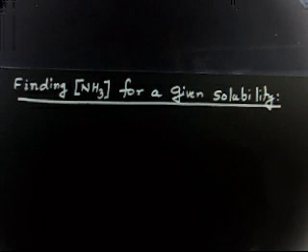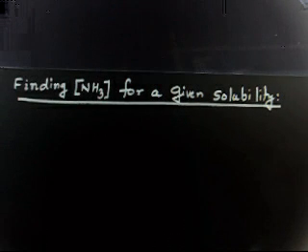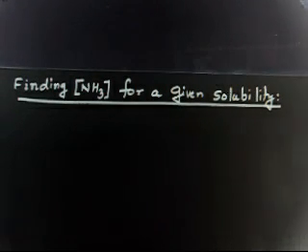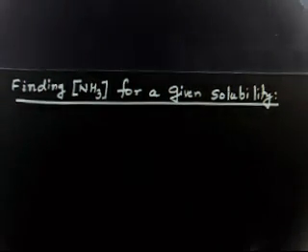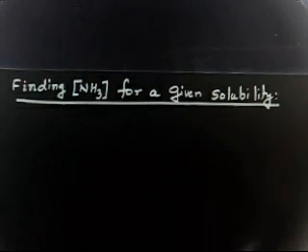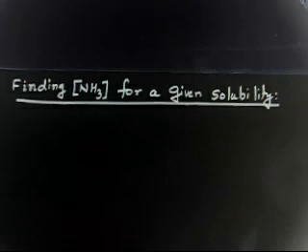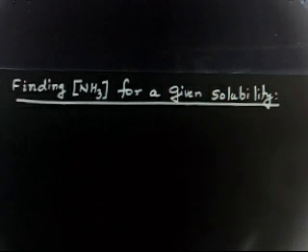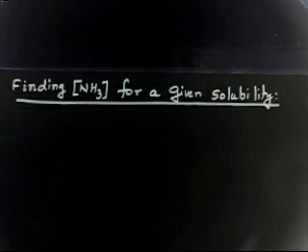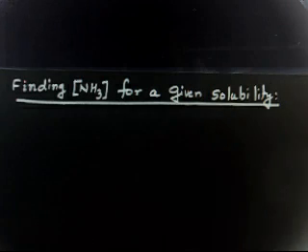Okay, let us discuss this problem. In this problem we have to find the concentration of NH3 for a given solubility. So solubility is given, and then you have to find out the concentration of NH3. So let us say the question says: determine the concentration of NH3 in a solution whose 1 liter can dissolve 0.1 mole of AgCl.